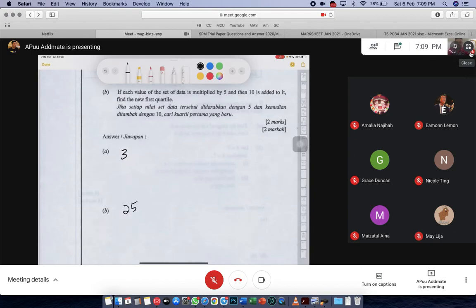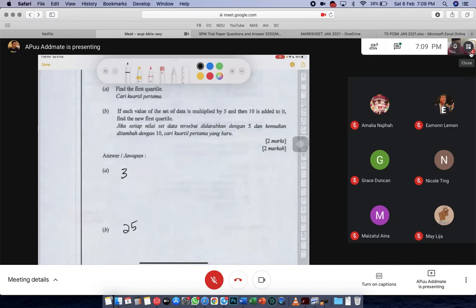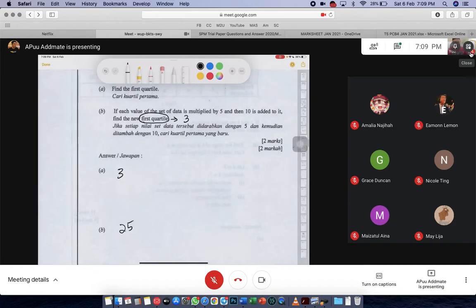Dia cerita pasal satu nombor je. Because the first quartile is a number kan. What's the number? 3. The first quartile is 3. So dia kata, if each of the value of set of data is multiplied by 5, then 10 is added to it, find the new first quartile. Alright, kalau you rasa macam was-was kan, kita tengok.